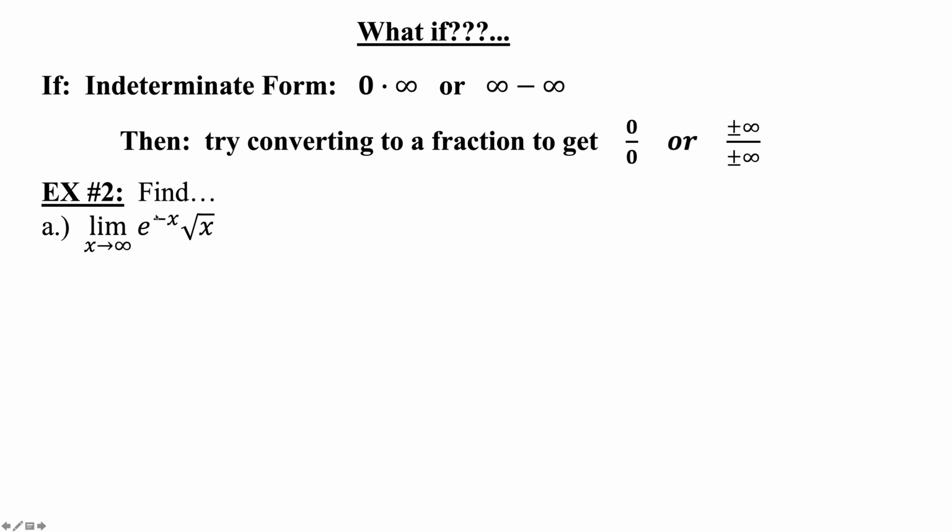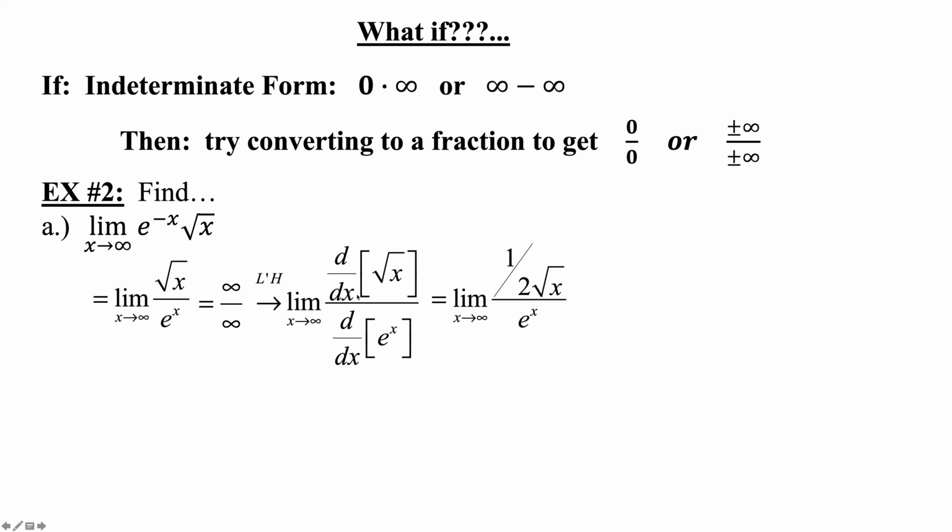So here we would have, well, let's see, this would be 0 because we're going to get a very small value. We're going to approach 0. And this is going to infinity. So that's this situation. So what we probably want to do here is write this e to the negative x and put that in the denominator. So now we have infinity over infinity. And then we can use L'Hopital's rule.